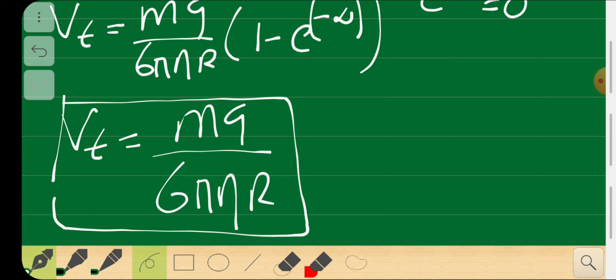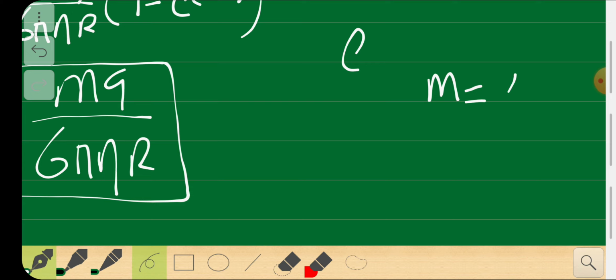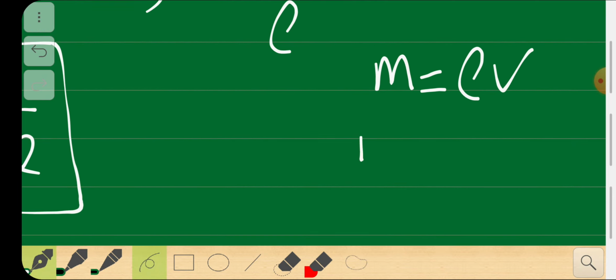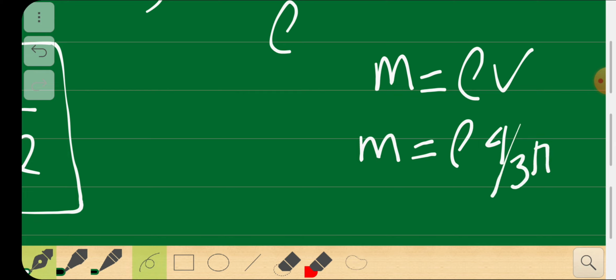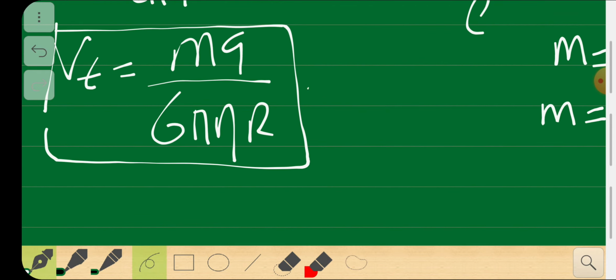How do you know if you know the density? Let's rewrite this in terms of density. So mass will be some density times volume, right? Mass by volume is density, so mass is some density times volume. If it is a spherical ball, then mass must be equal to density times volume, which is 4 by 3 pi r cube. Okay, so let's substitute that back into this equation. M is equal to rho times 4 by 3 pi r cube.